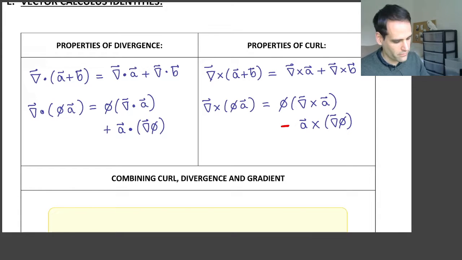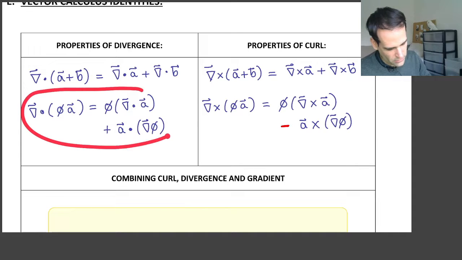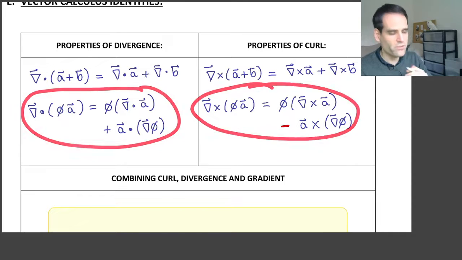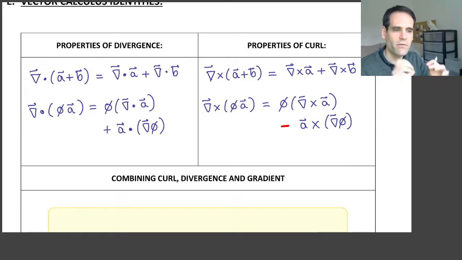Don't worry about remembering this. If you ever need to do this operation or this operation, I would give it to you in the exam. In the question itself, I would write as a hint, remember the property this or this. I don't ask you to remember this.